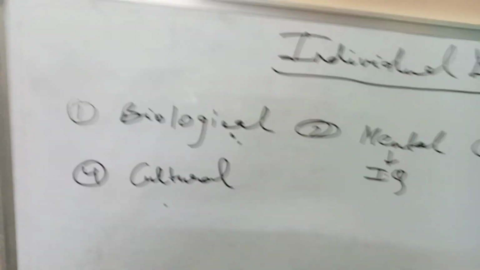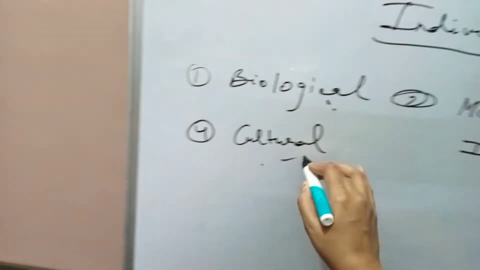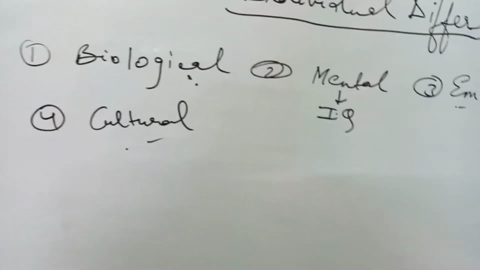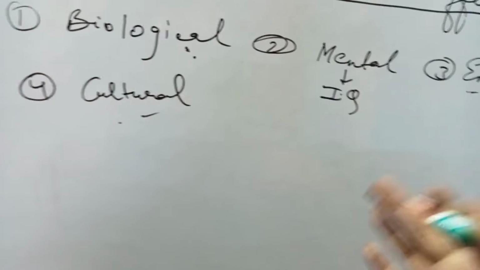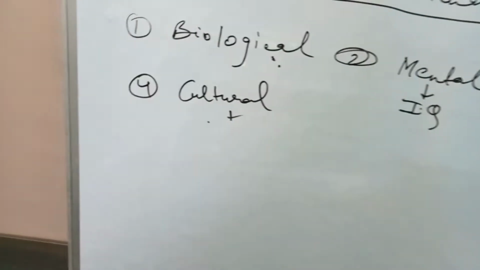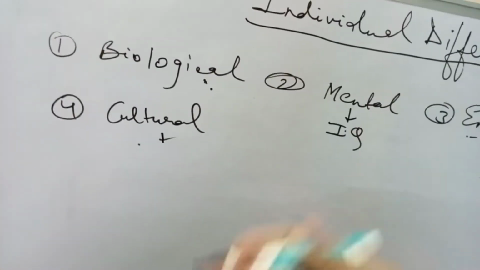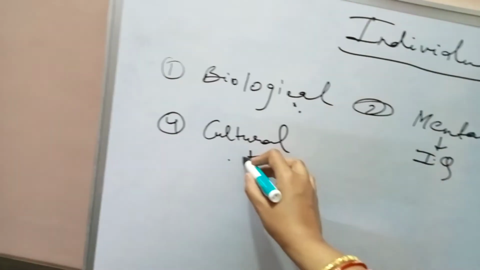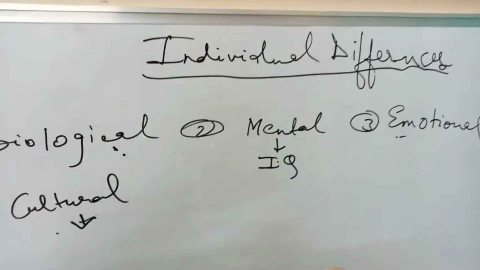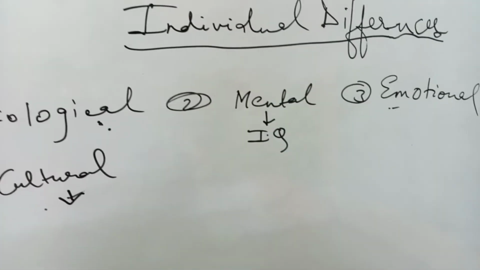Now the next difference is cultural differences. Cultural means from the culture, the different kinds of culture, the background from where the child has come. One child belongs to a high caste society, and another child is from a very low caste society. So cultural differences will be there. There will be differences in their thinking, different ways of living, different standards of living. All of these are cultural differences. So this was all about individual differences in the development of a child.